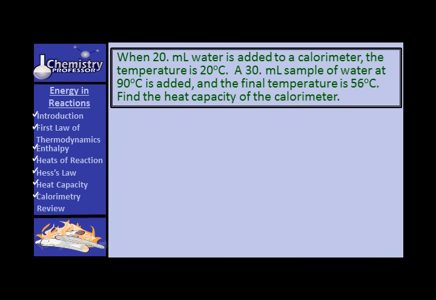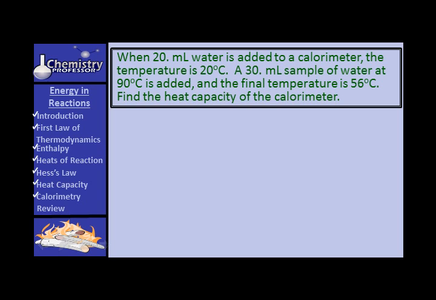When 20 milliliters of water is added to a calorimeter, the temperature is 20 degrees Celsius. A 30 milliliter sample of water at 90 degrees Celsius is added, and the final temperature comes to be 56 degrees Celsius. We need to find the heat capacity of the calorimeter. Well, you say that hot water is going to lose heat to the cold water. Yeah, it's going to lose heat to the cold water, but it's also going to lose heat to the calorimeter.